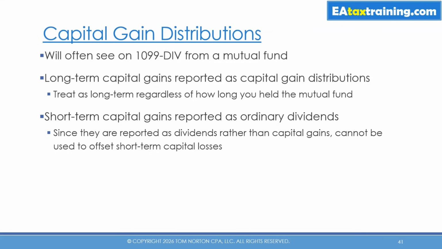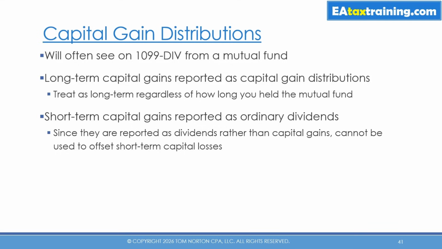Any ordinary income that that mutual fund generated is going to be reported to you as an ordinary dividend. So what this means is you cannot use short-term capital gains from the mutual fund to offset your other capital losses, because the mutual fund is not going to tell you how much of those ordinary dividends is capital gain versus just dividends that they received.